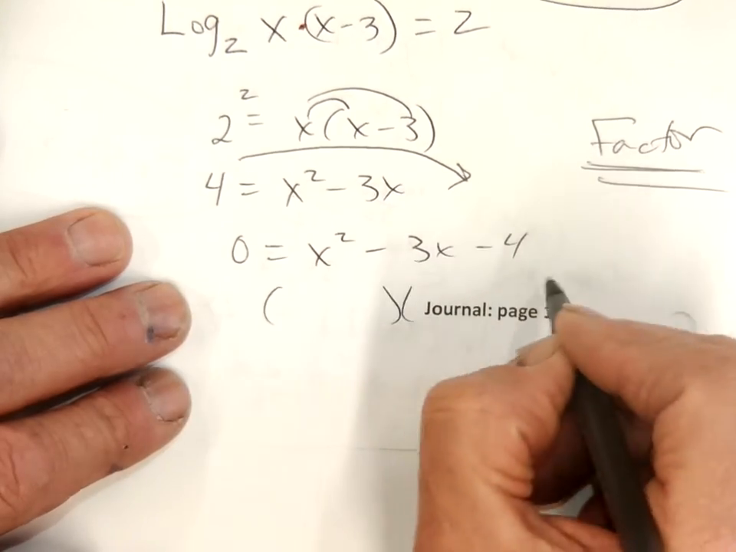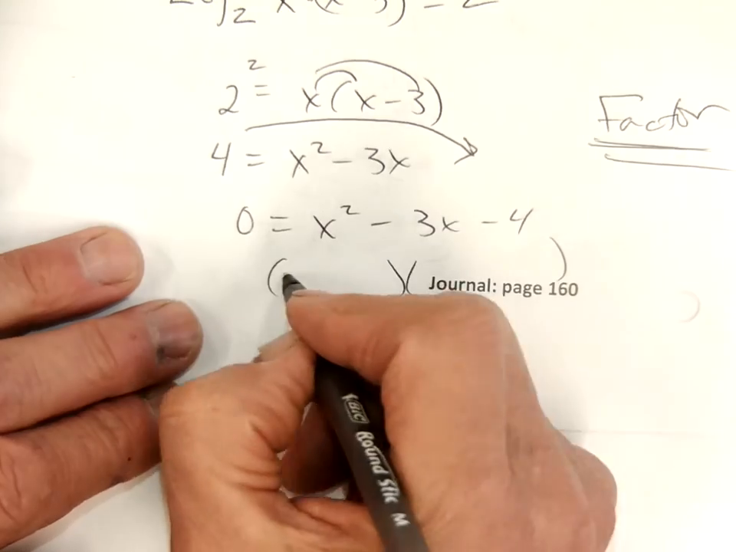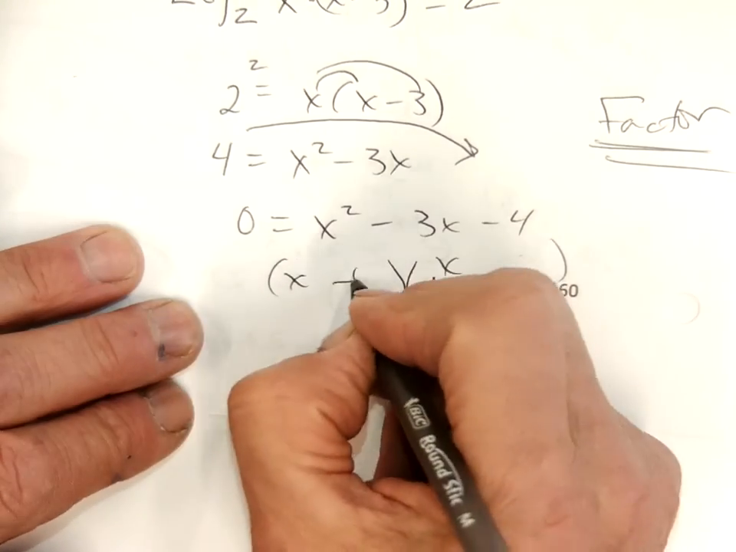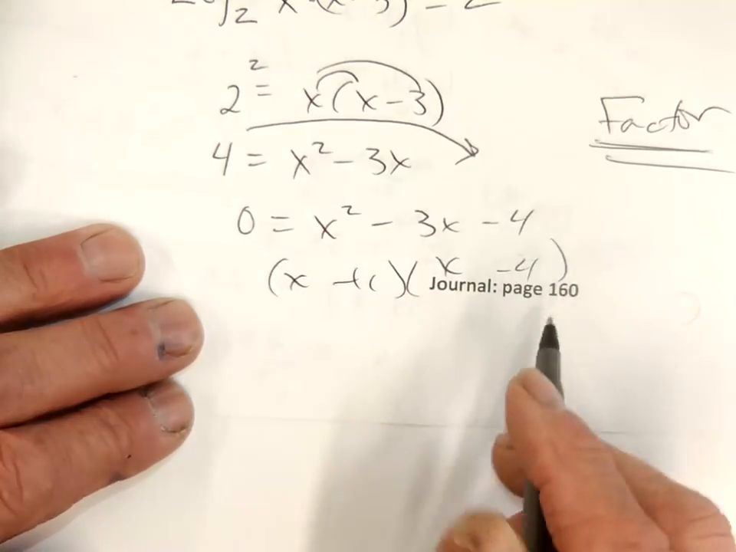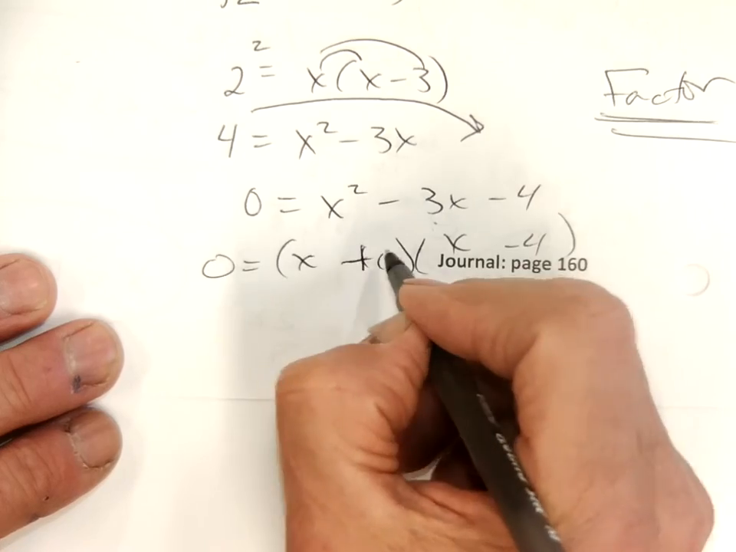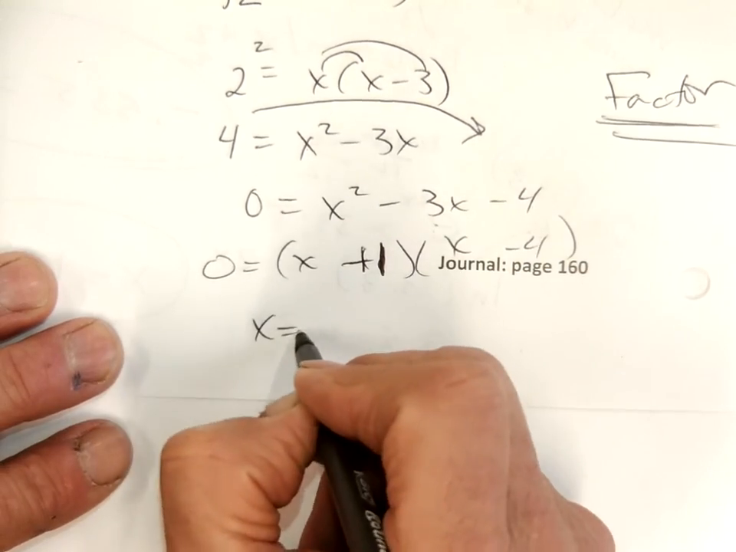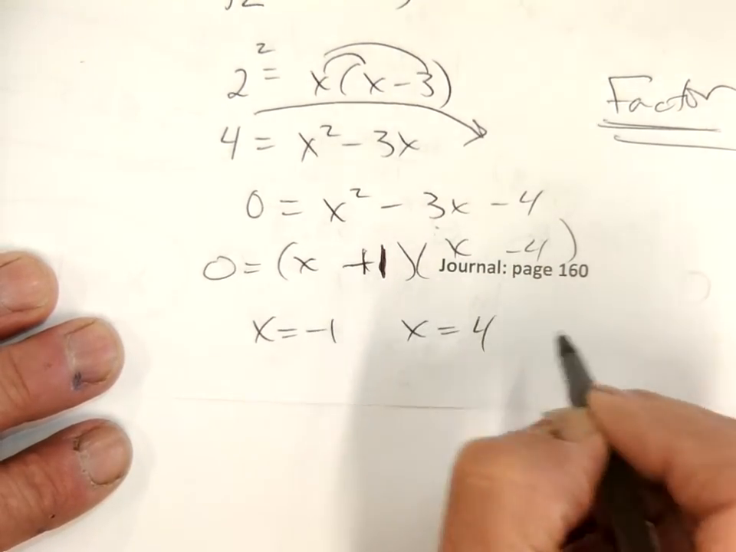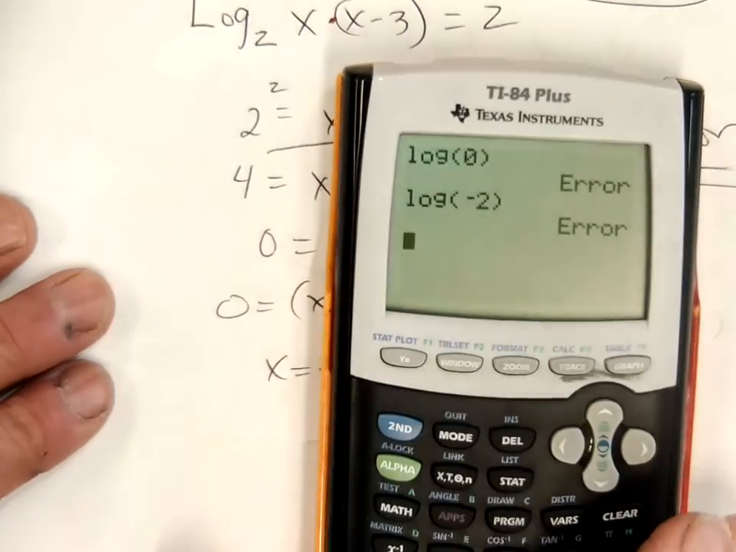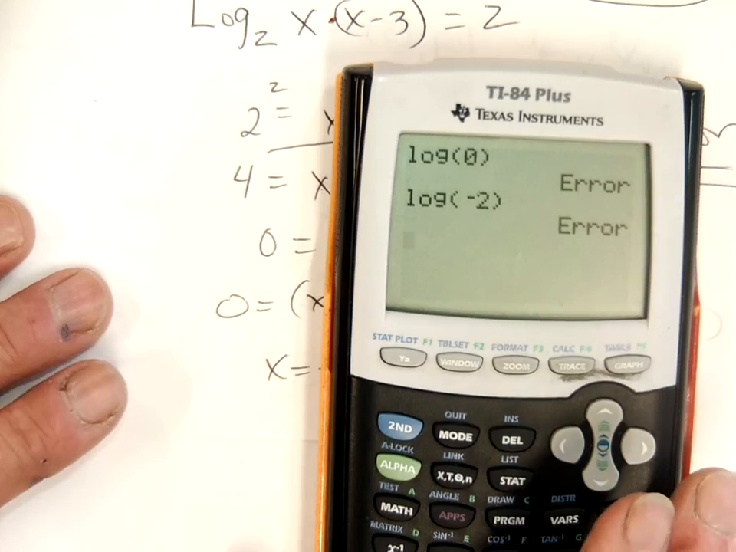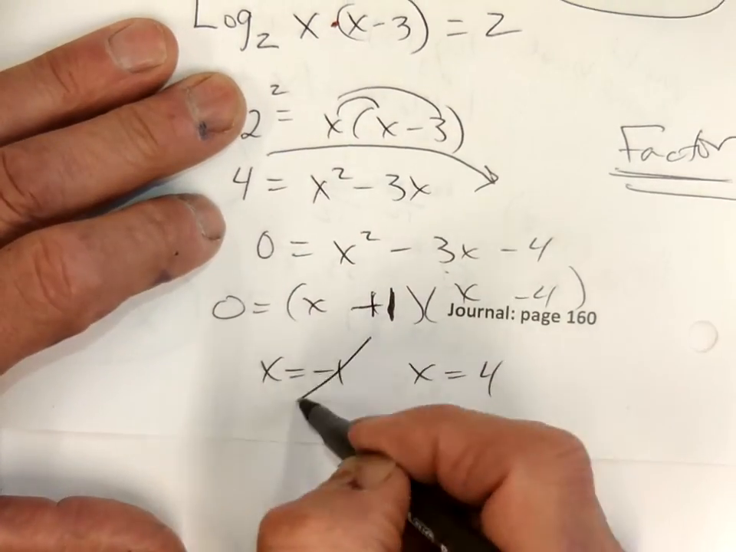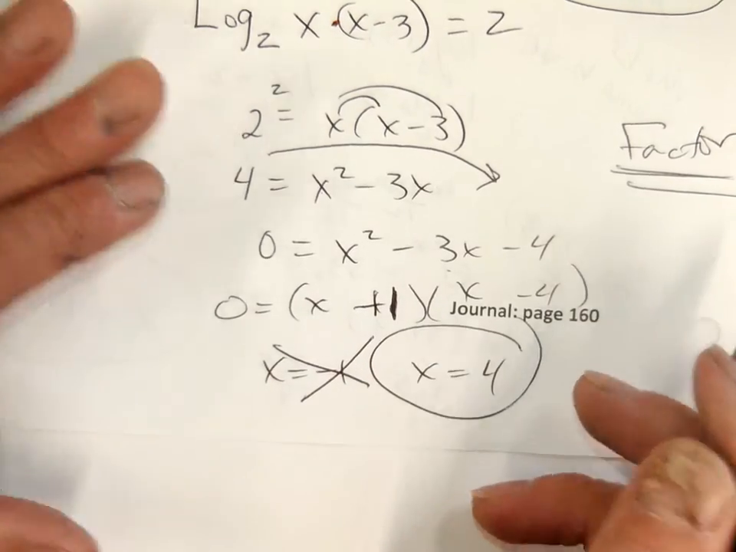Okay, all right. I've got to factor. Remember how to factor? X and x. What are my numbers I'm going to put? Positive 1, negative 4, because I'll make the negative 3. Mini equations, right? X plus 1, x minus 4. X equals negative 1, and x equals 4, right? Except you can't have logs of negative numbers, right? So I'm going to throw out the negative 1 and keep the 4.